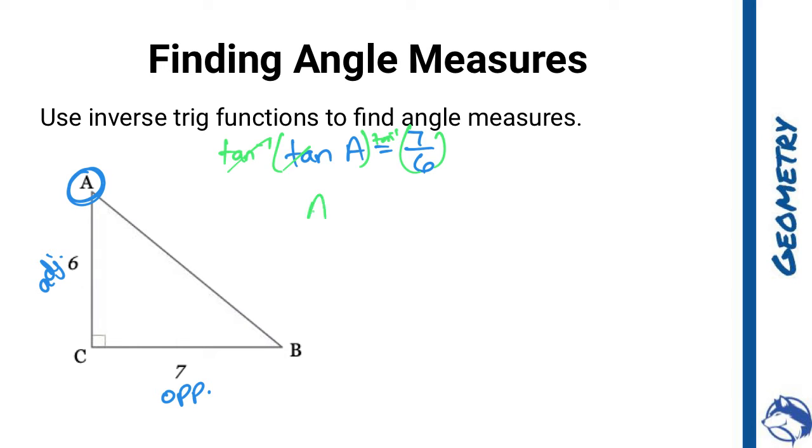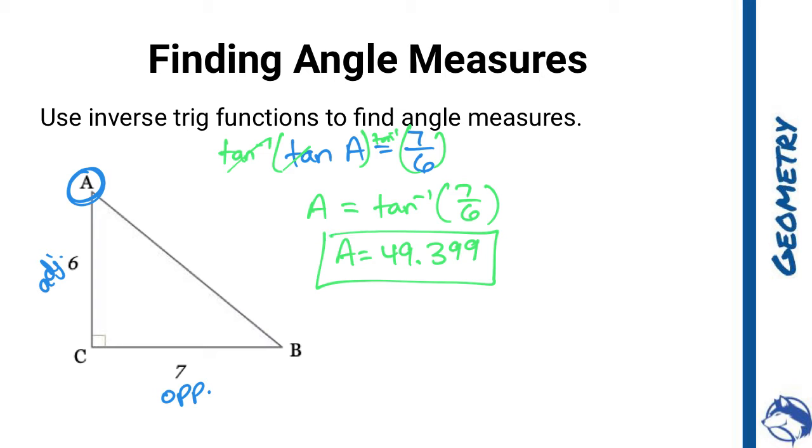So the inverse tangents cancel out and I'm left with A, and I've got the inverse tangent of 7 over 6. So if I go ahead and plug that in, I do the inverse tangent of 7 over 6, and that gives me A is equal to 49.399. So I'll leave it at that. So it's that, and it is in degrees.